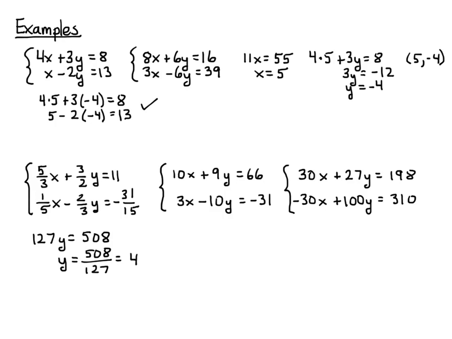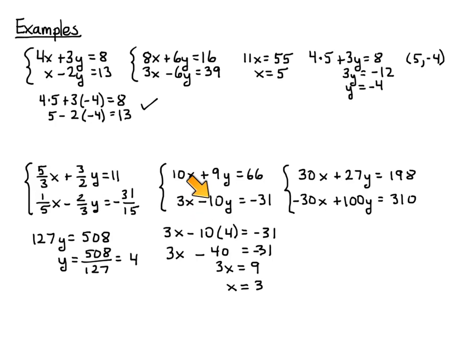And then we don't have to go back to the original equation to figure out what x is. What we can do is look for whatever equation looks like it'll make it easy for us to solve for x. In this case, I'm going to take the second equation after I've eliminated the fraction, and put my 4 into here, because that gives me 3x minus 40 equals negative 31, and so I get 3x equals 9, and so x equals 3, and I get my solution as 3 comma 4.